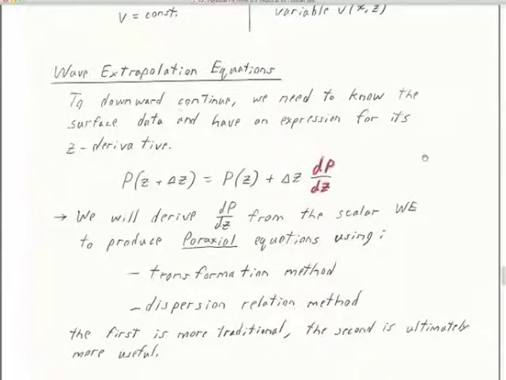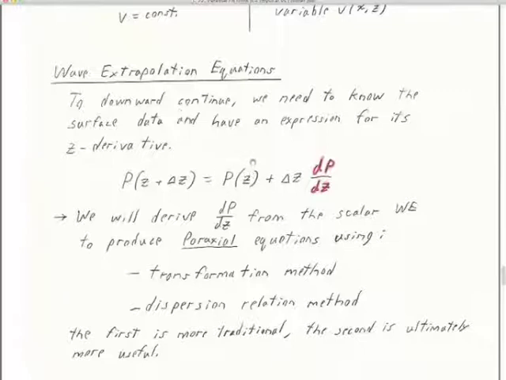So we're going to develop some wave extrapolation equations that we'll use to downward continue. We'll use the same idea: migration is downward continuation plus imaging condition. So we're modifying our downward continuation, but we're going to use the same old imaging condition. Okay. So what we need is we know the surface data, right?